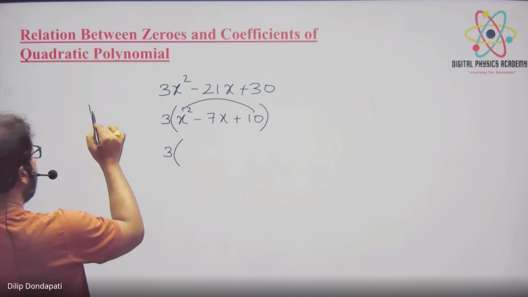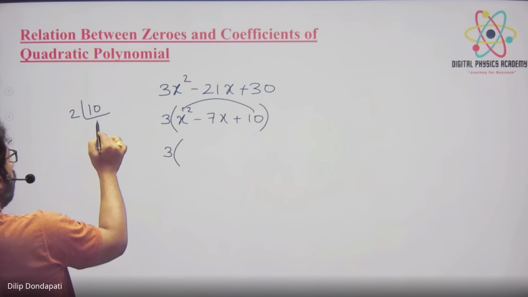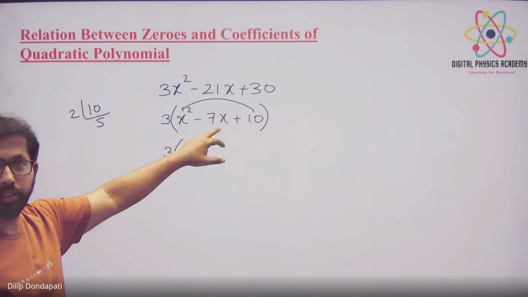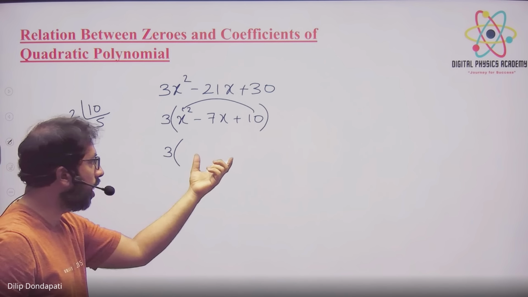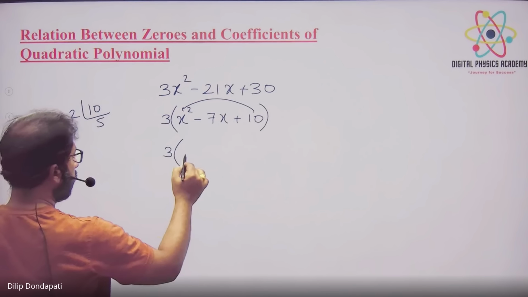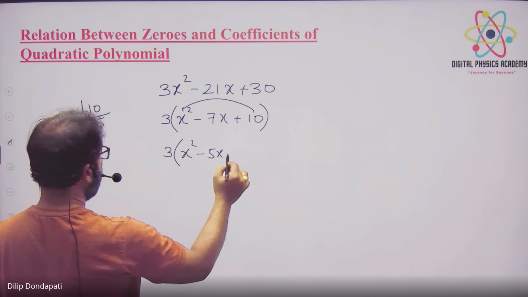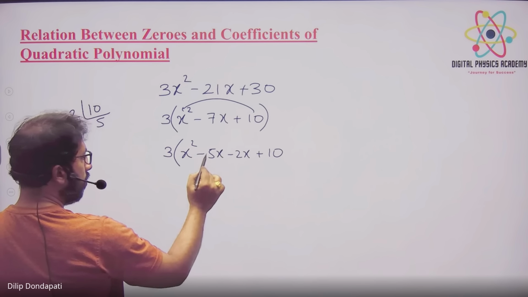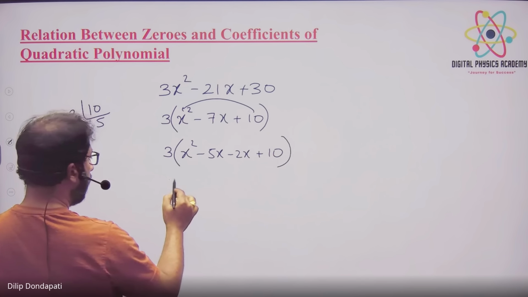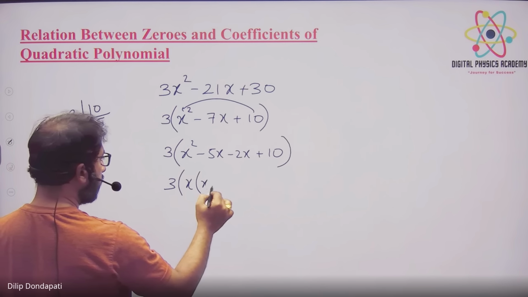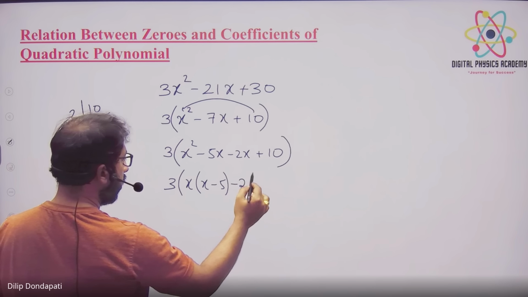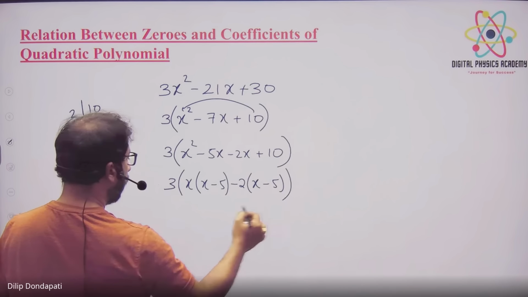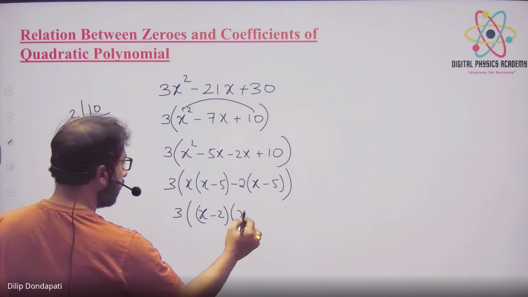What are the factors of 10? The factors of 10 are 2 and 5, right? So with 5 and 2, can you make 7? Yes, right, we can make 7. Splitting the middle term means adding the two parts to get 7. So x square minus 5x minus 2x plus 10. When you add these you get 7, and if you multiply, you'll get 10x square. Okay, 3 times, taking x common, x minus 5, minus 2, if I take common x minus 5, so 3 times of x minus 2 into x minus 5.